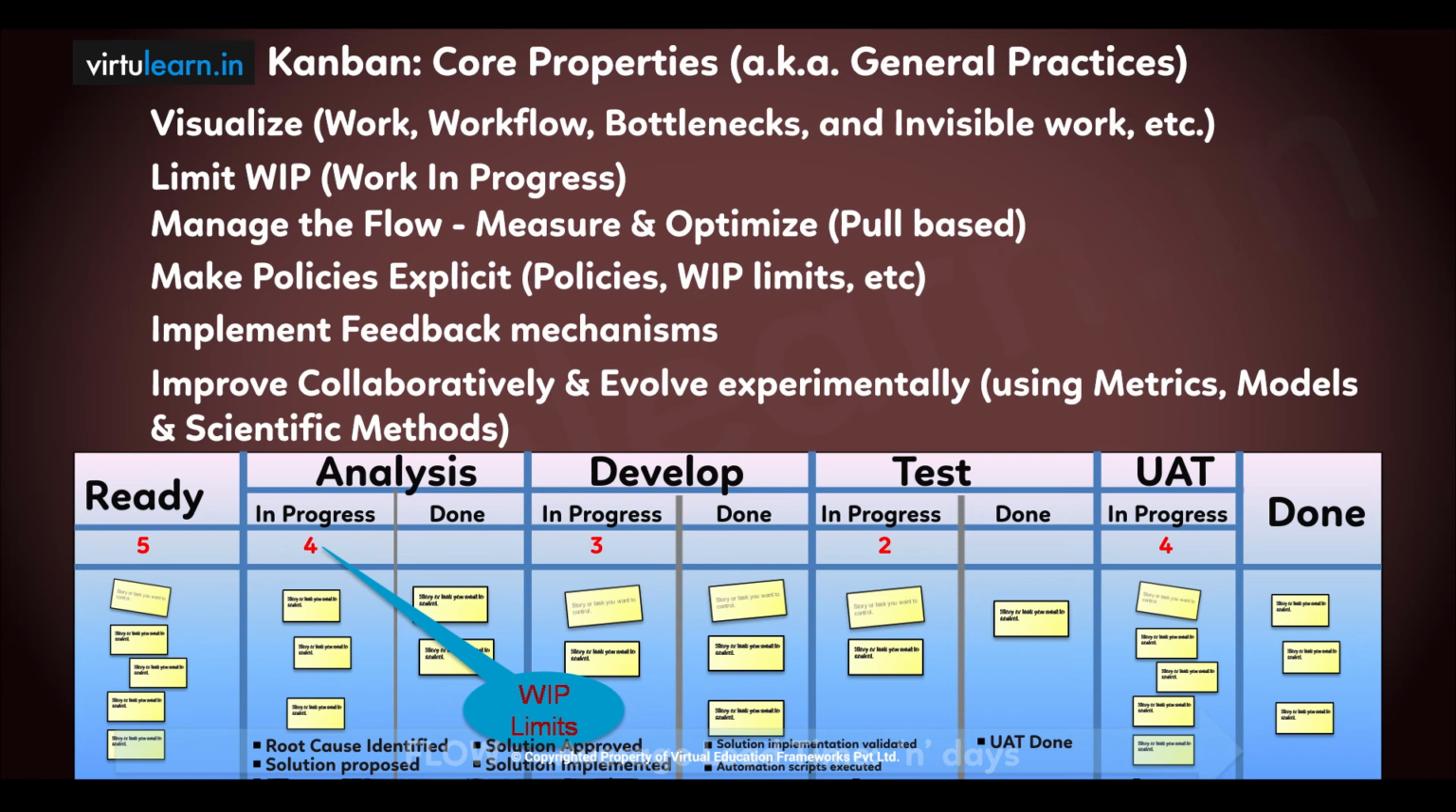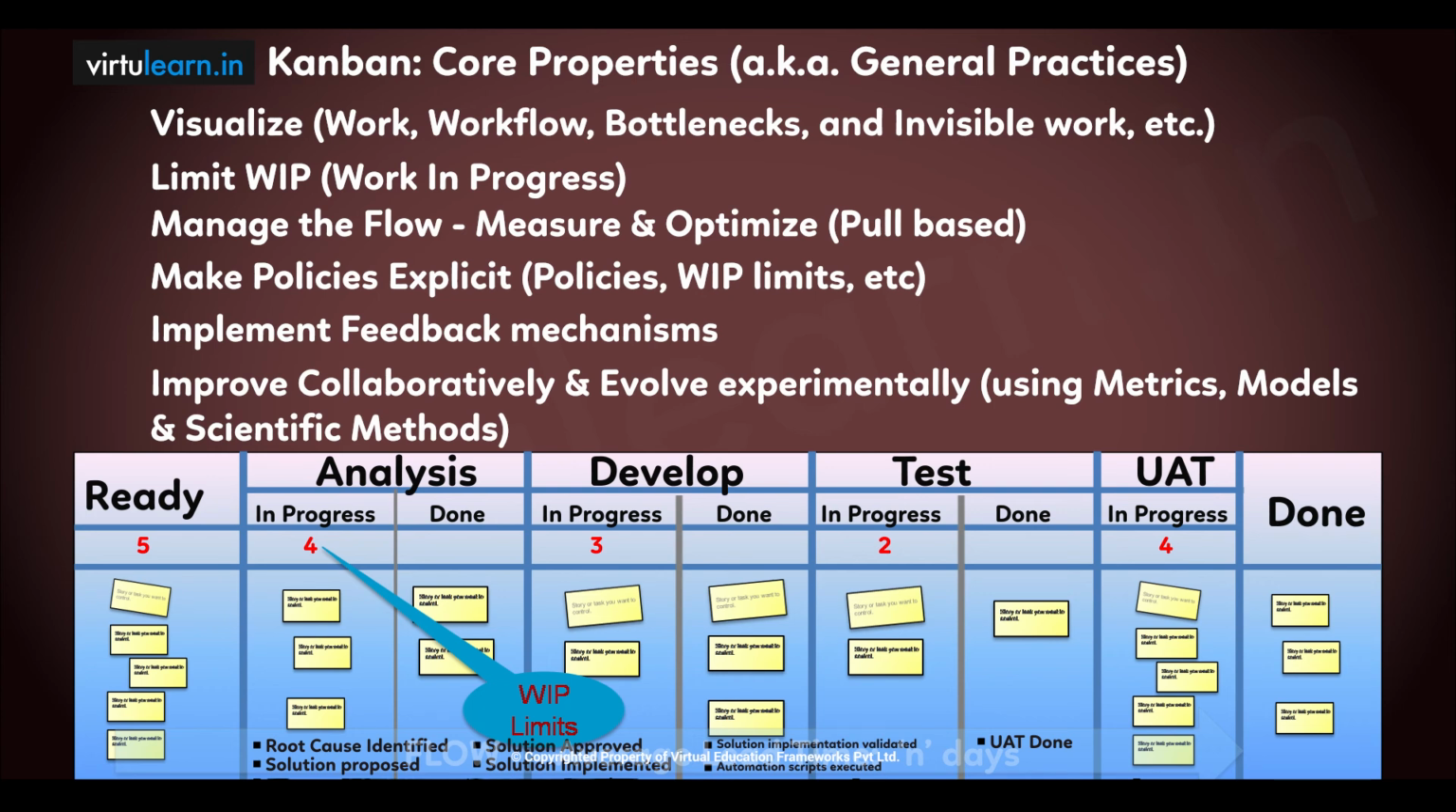This gives a clear picture and high visualization for the entire team as to which task or which activity or which feature or which story, whatever we are using in our backlog, is in which state, so that they can collaborate well. Look at these numbers like 5, 4, 3, 2, 4.